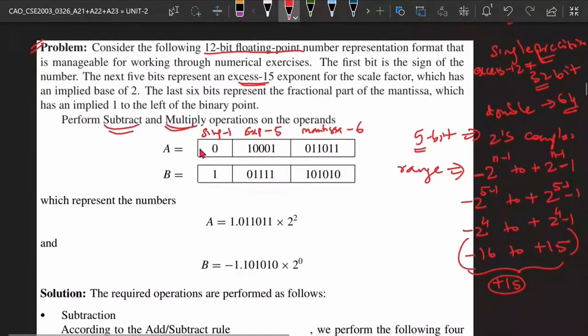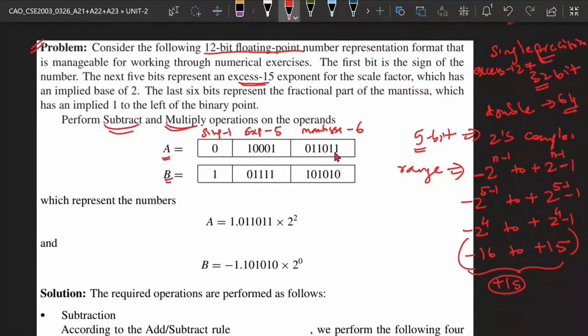So here two numbers are given, A and B, and we need to perform subtraction and multiplication. First of all, we will identify what each number is. Whenever A is represented, this is the sign, this is the exponent, and this is the mantissa. If the sign is 0, that means A is a positive number.